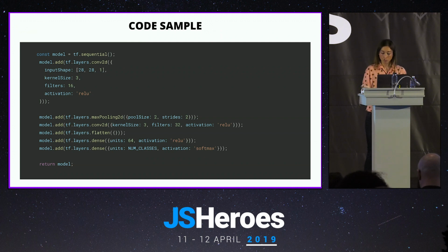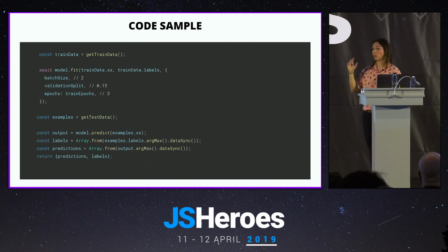So here we have the model. And then we get our training data. We fit the data into the model to start the training process. Then we get the test data, and we test the model that we just created. And if our label is the same as our prediction, then we're right, and we can save the model to JSON and use it in the browser like the first example that I showed you using a pre-trained model.